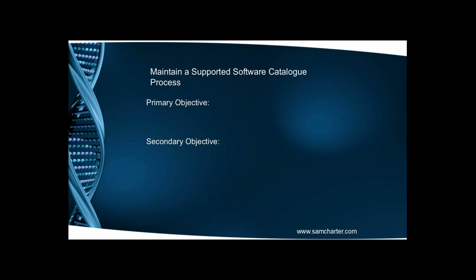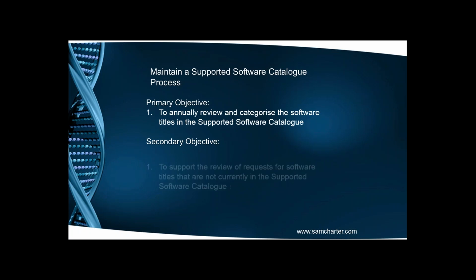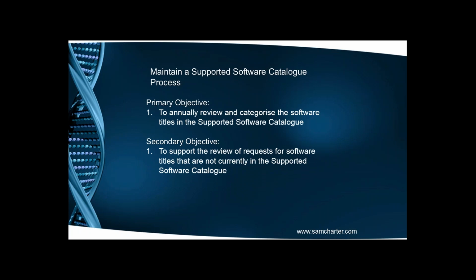So for the supported software catalog process, the primary objective in this instance is to annually review and categorize the software titles in the supported software catalog. And we have a secondary objective here to support the review of requests for software titles that are not currently in the supported software catalog.